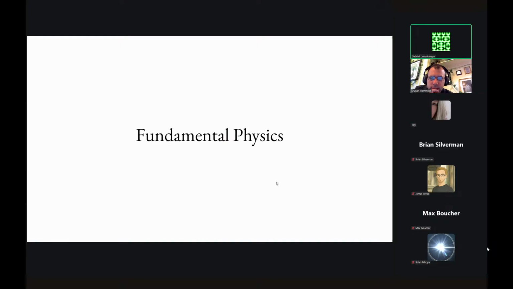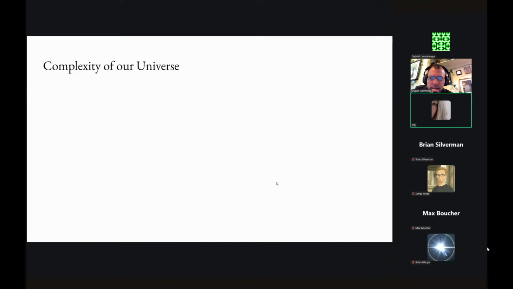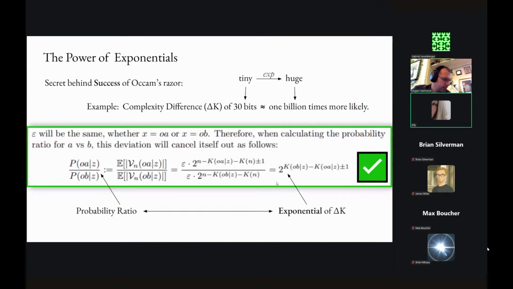Now we get to physics. Can I ask a quick question? Yes. One thing I'm still searching for is the formulation of Occam's razor that, in my mind, can be proven. What you have on this page is a statement that there's a secret behind the success of Occam's razor, and to me, what you're demonstrating here is more of a secret behind its success rather than a proof of a theorem or a statement.